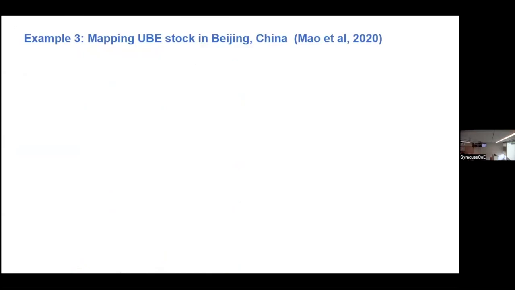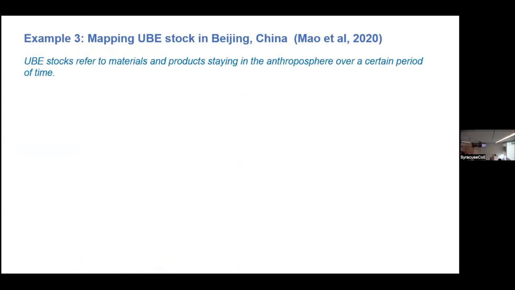The third one is mapping urban built environment stock in Beijing, China. So what is the urban built environment stock? It basically refers to materials and products that stay in the anthroposphere over a certain time period. To make it simple, it basically means if you have a group of buildings, the buildings have functions like allowing people to live, right? So this kind of function we call service, okay? So how do you quantify that? This is what urban built environment stocks quantify.